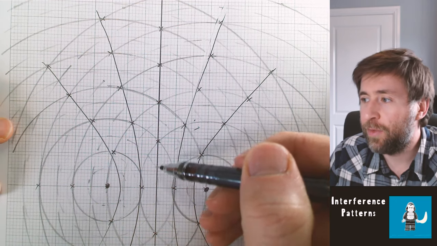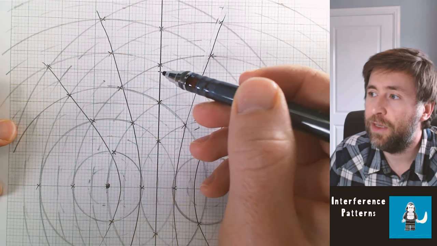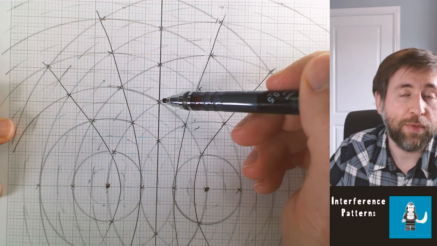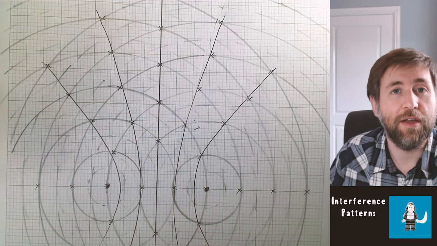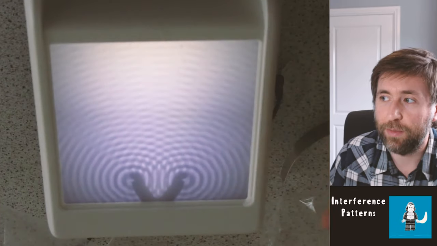We get a point of maximum displacement. The same is true anywhere along this line, except at this point it's three full wavelengths to get there, four full wavelengths, and so on. The point is that anywhere along this line, both waves have travelled the same distance and so arrive in phase. The path difference is zero, and we call that the zeroth order maximum.